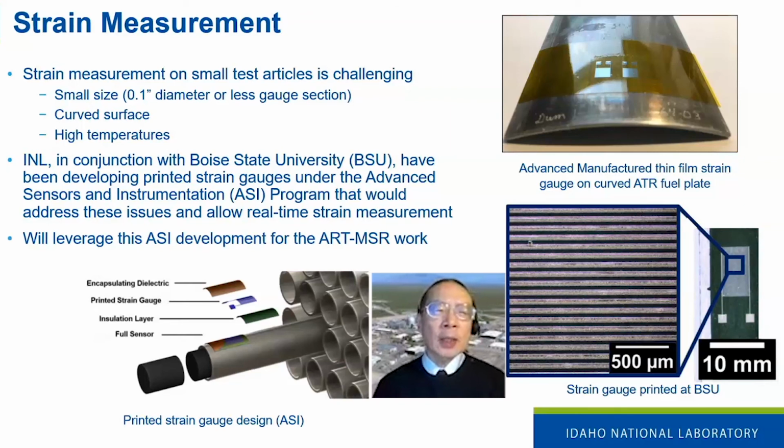So the challenges in the strain measurements are, well, the small size. For the small test article, the test section diameter is about 1/10 of an inch, so it's very small. And if we shrink the test article from 3 inch to smaller, that diameter is even smaller. And also the test section has a curved surface and the temperature is high. ORNL, together with Boise State, have been developing printed strain gauges under the Advanced Sensors and Instrumentation Program that will address these issues and allow real-time strain measurement. We will leverage the ASI development for the ORNL MSR work.